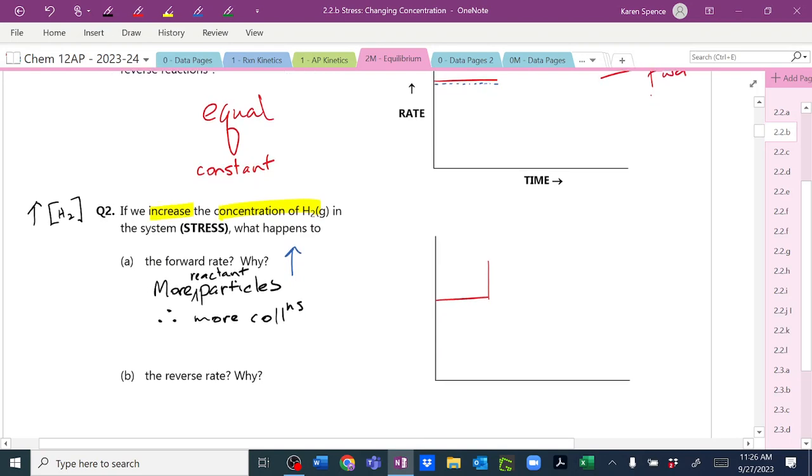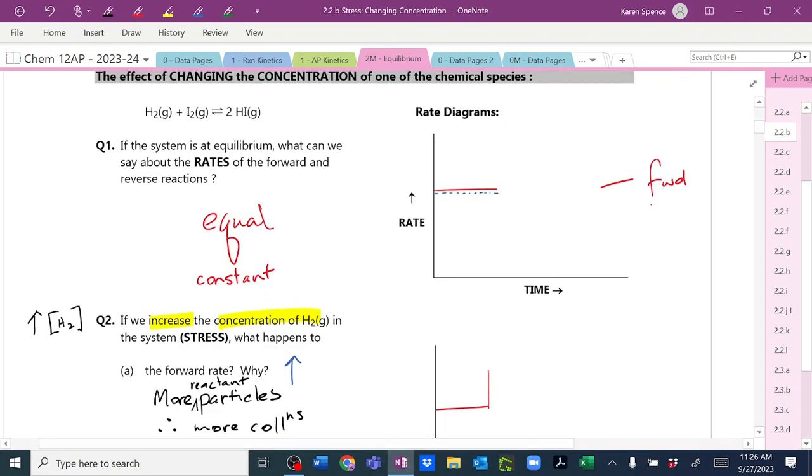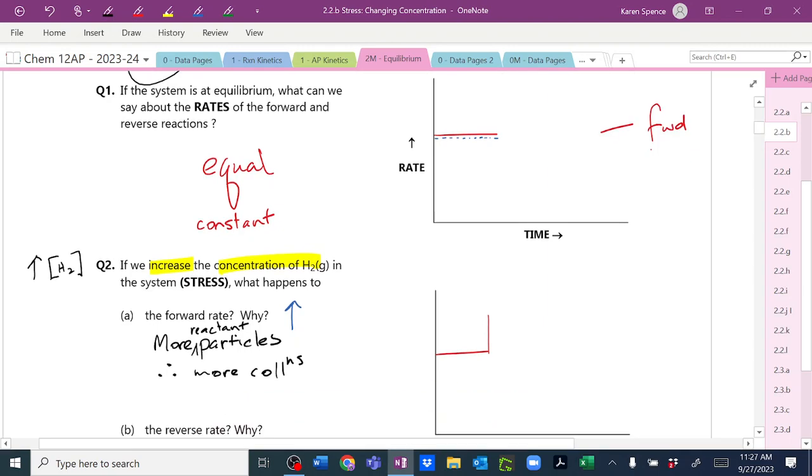What happens to the reverse rate? We've increased the concentration of H2. What happens to the reverse rate? Nothing, because we've done nothing to the amount of products.